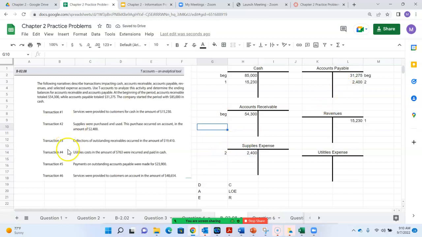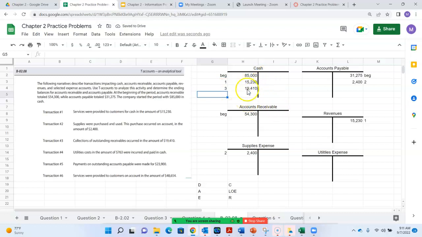Let's try number 3. Collections of outstanding receivables occurred in the amount of 19,410. So what does this mean? The company had basically all this money that was owed to them, right? They have this beginning accounts receivable amount. People owed them money. And now they have actually paid them, right? They collected these outstanding receivables. They received the cash for it. So our cash account is going to go up by this amount. Right? We actually got the cash.